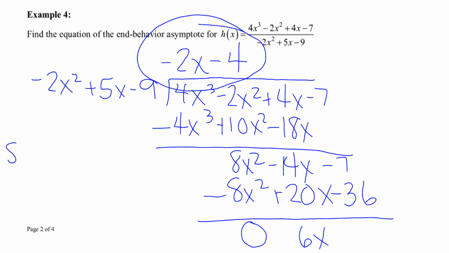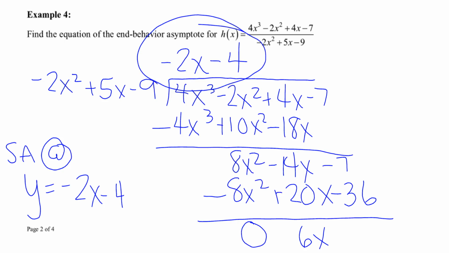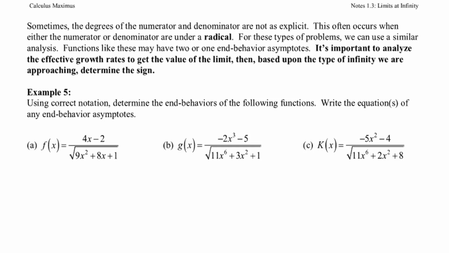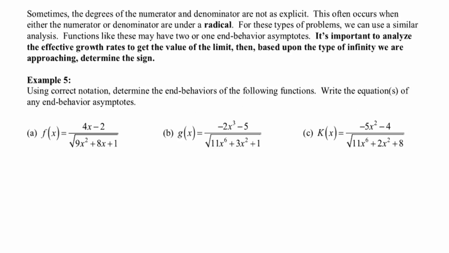In this case, we have a slant asymptote at y equals negative 2x minus 4. That means the end behavior of h of x is going to follow along this line. Okay, so long division wasn't that bad. We have some different kind of rational functions this time.